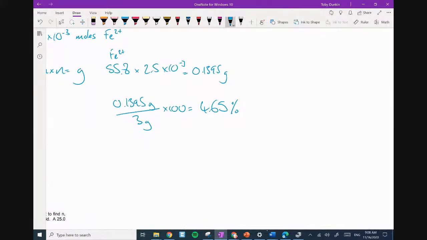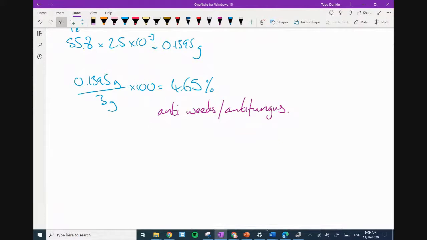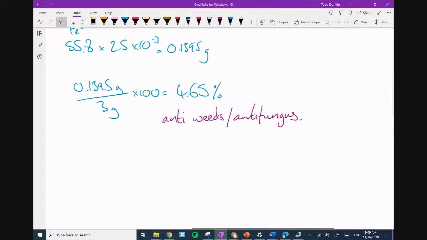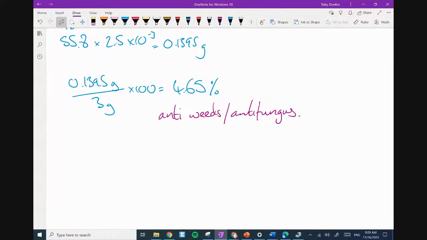Now, just to let you know, it's nice to have a couple of bits of information here. Why would you put iron 2 plus into lawn sand? It is probably an anti-weed chemical, or anti-fungus. That's very common for them. Fungus really don't like heavy metals like transition metals like iron. So anti-fungus is probably the most likely, but also anti-weed as well. Weeds are more resistant to transition metals than funguses are, but it still tends to be added. So we've got anti-weed and anti-fungus.